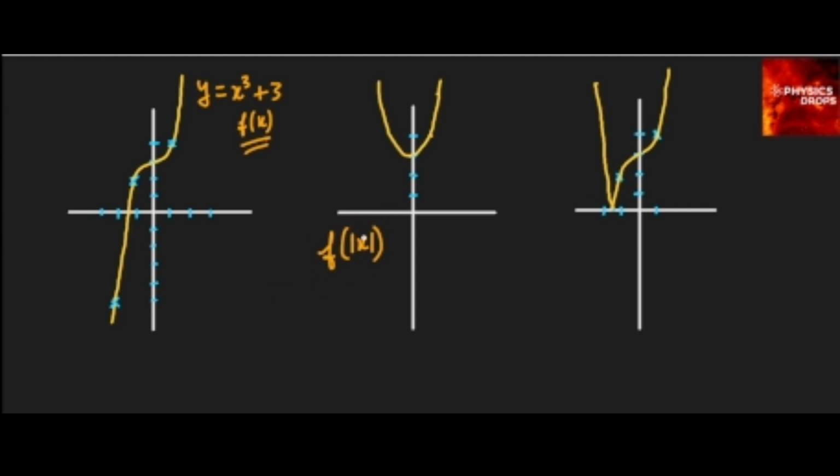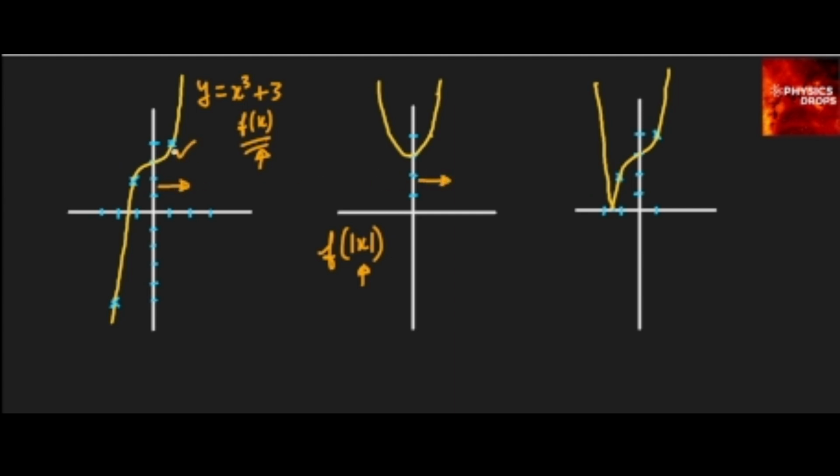What this means is, when we put x here, if it's positive, the absolute value of x is also going to be positive. For positive values of x, the values of mod x, or absolute value of x, will also be positive. So there is not going to be any change. The graph of f of absolute value of x is going to be the same as the original function for values of x greater than 0, which is what you see here.